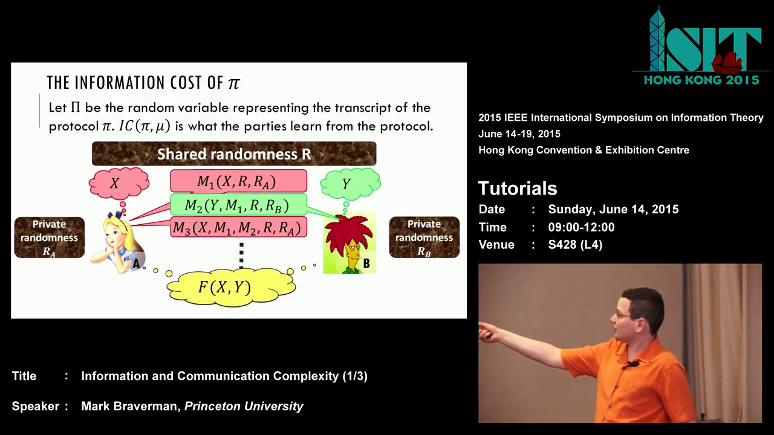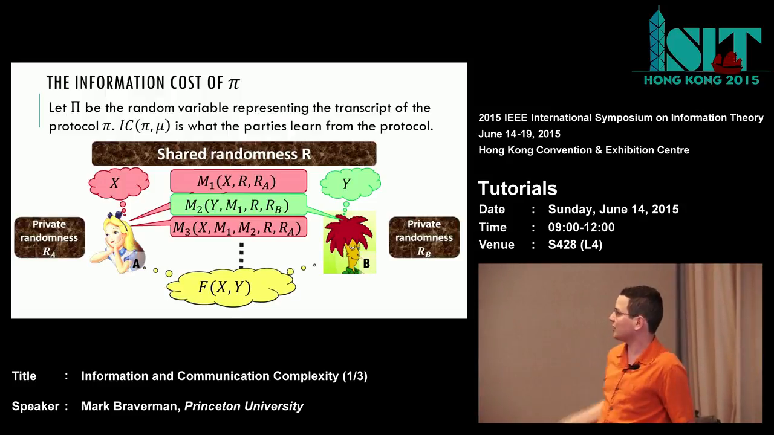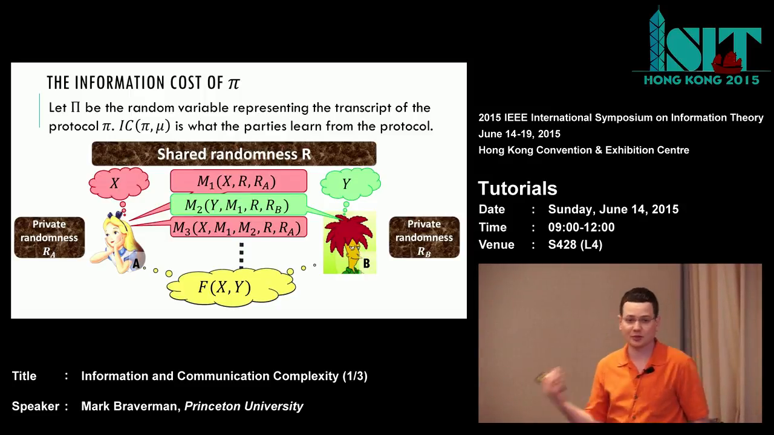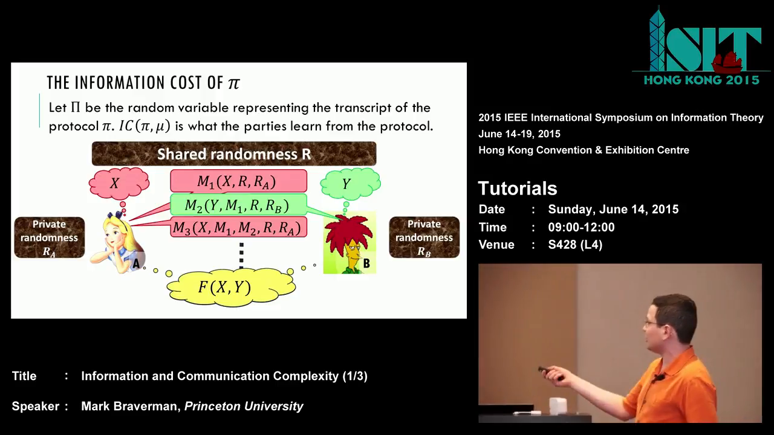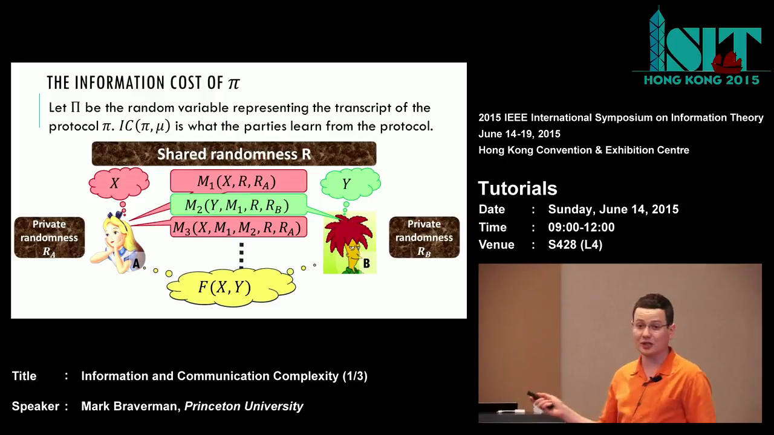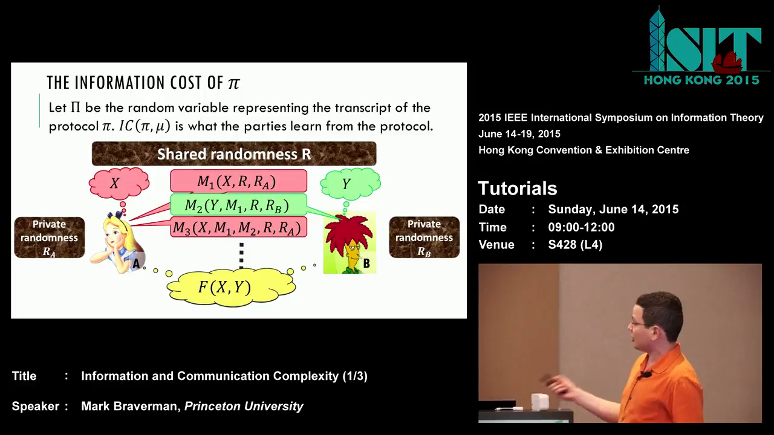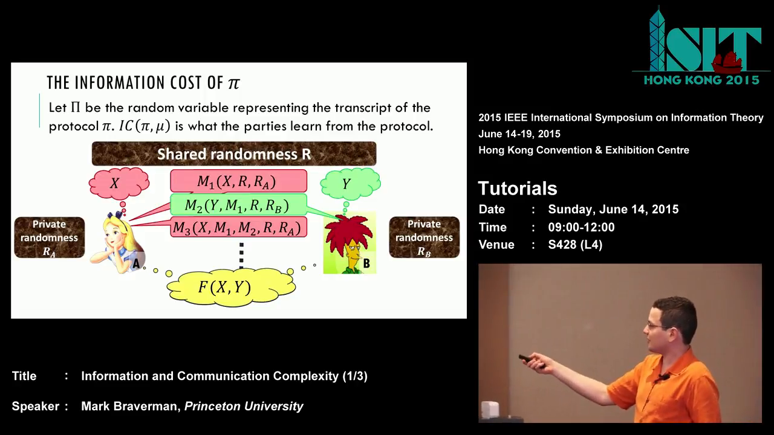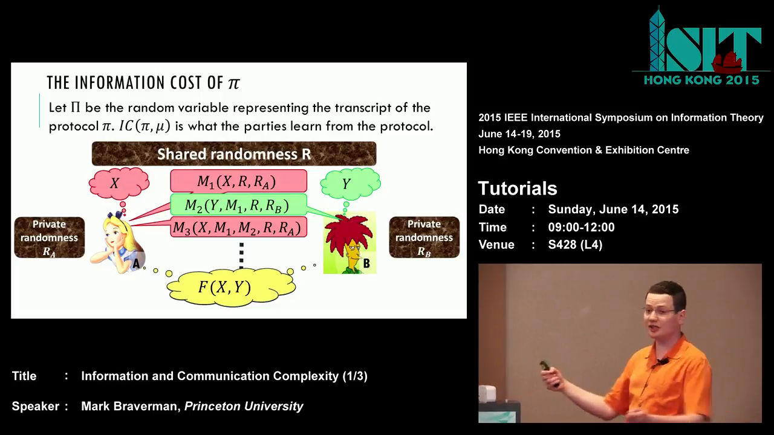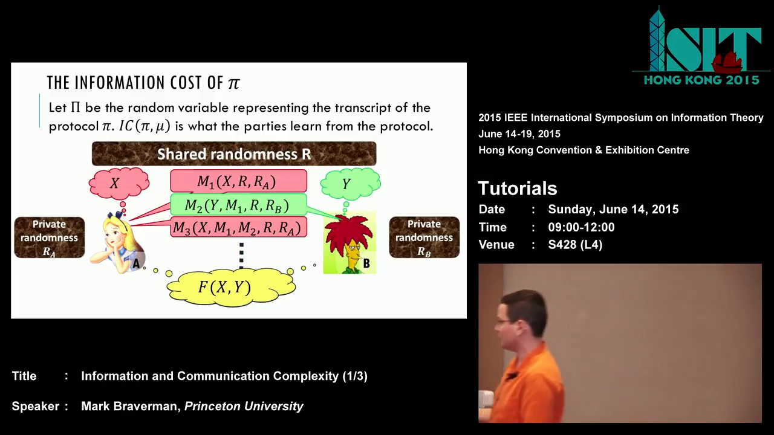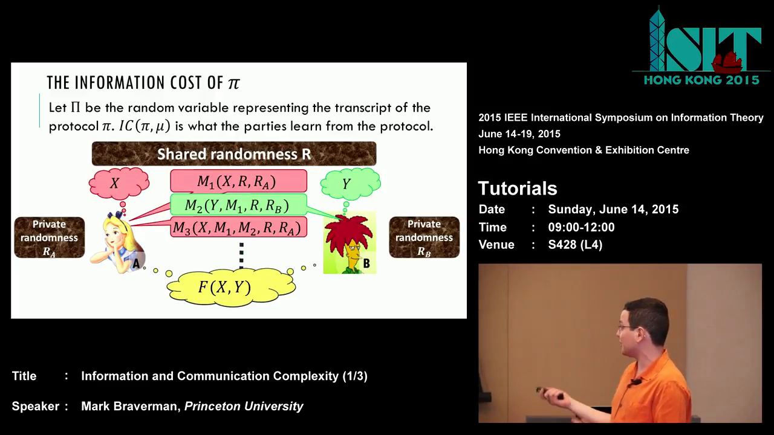So here we are back to this diagram from before, and we let capital Pi be the random variable representing the transcript of the protocol. Here, for a reason I'll explain in a second, it's actually important to have private randomness. This is the formula for the information cost of the protocol. In words, this is what Alice and Bob learn about each other's inputs from the conversation.